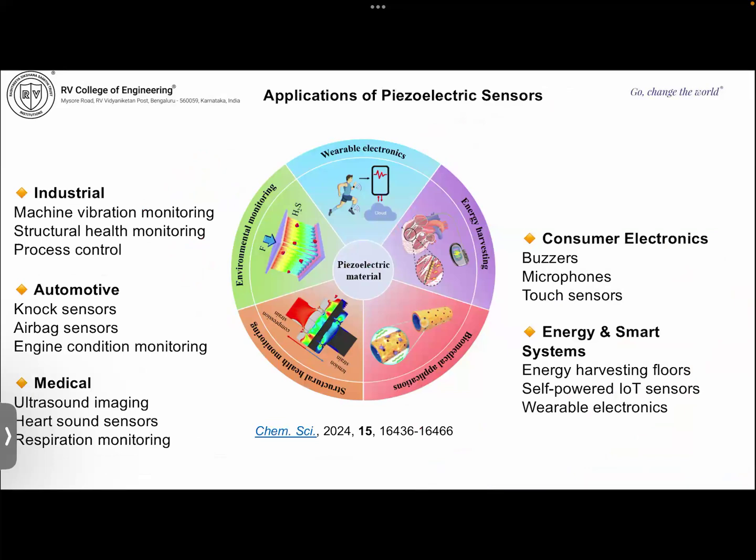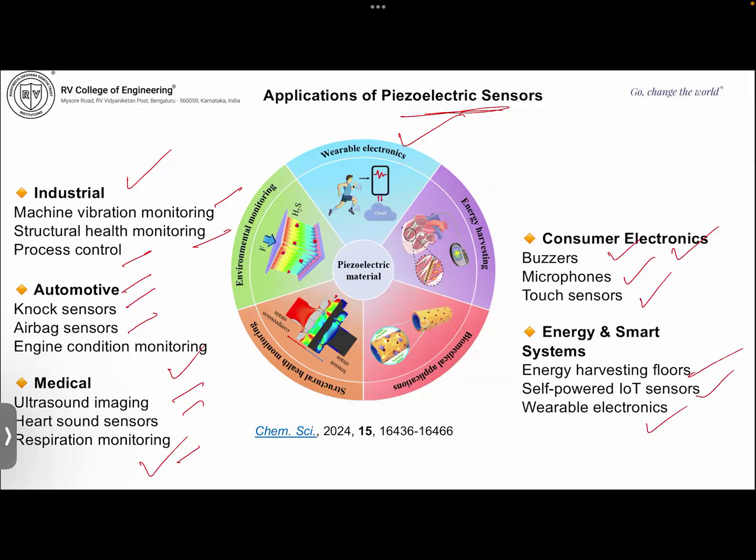You can find applications of piezoelectric sensors in various fields, starting from wearable electronics, industries like mechanical vibration monitoring, structural health monitoring, process control, etc. In automobile industries like NOx sensors, airbag sensors, engine condition monitoring, etc. Very importantly, medical ultrasound imaging, heart sound sensors, respiration monitoring, etc. And in consumer electronics like buzzers, microphones, touch sensors, and energy and smart systems like energy harvesting floors, self-powered IoT sensors, wearable electronics.